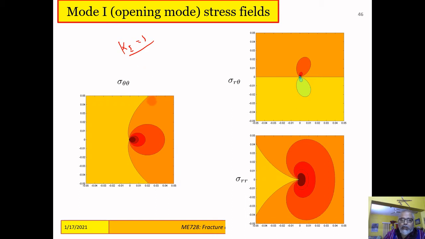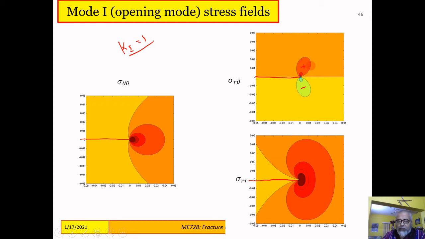As you can see, the crack is again here. So sigma theta theta and sigma rr are symmetric functions for mode 1. They look symmetric. Whereas sigma r theta is an anti-symmetric function. It is positive here and negative here. It could have been the other way around as well.